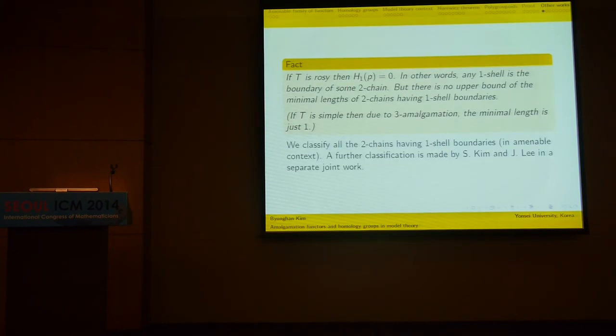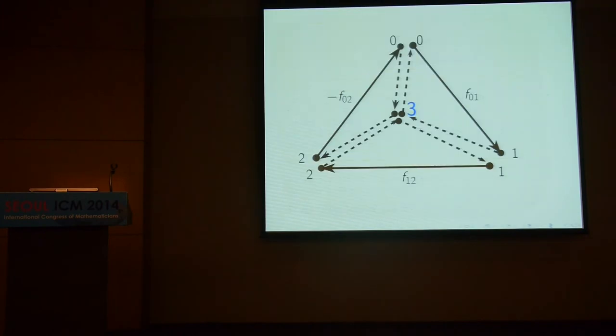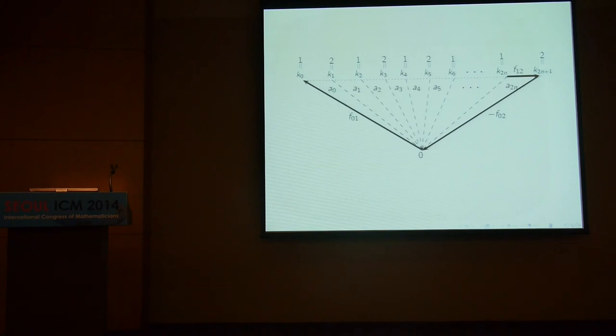So the thing I've done with the classification is the fact that in Rossi theory, not just simple theory, the first homology group, as long as P is not scatai, is zero. The thing is, in simple theory, due to 3-amalgamation, the minimal length of a 2-chain having a given boundary is just one triangle. But in Rossi theory, with distinct examples, with a distinct one-shell, the minimal length of a 2-chain having that one-shell boundary does not bound. I mean, with different examples, there is no uniform bound.